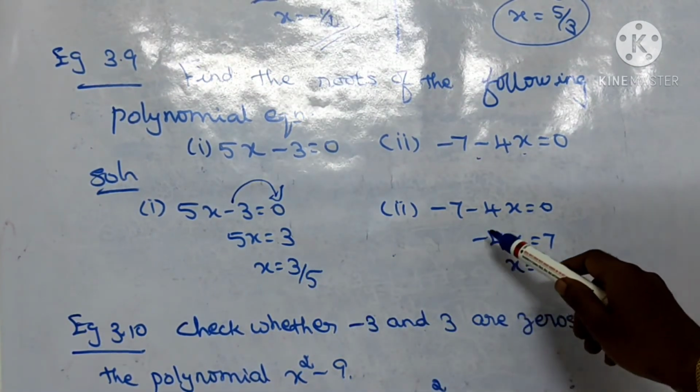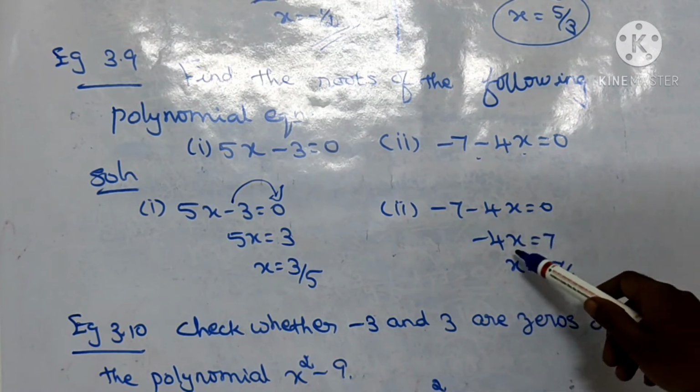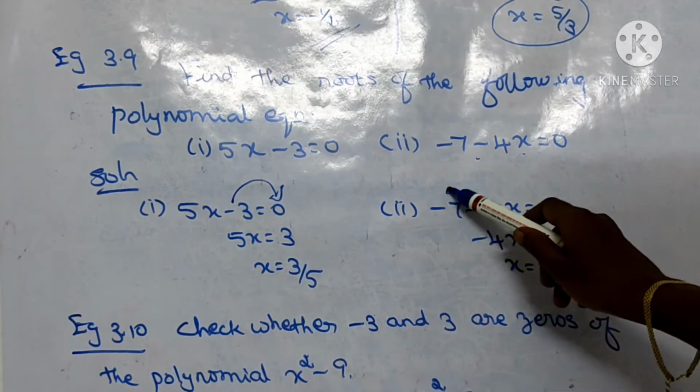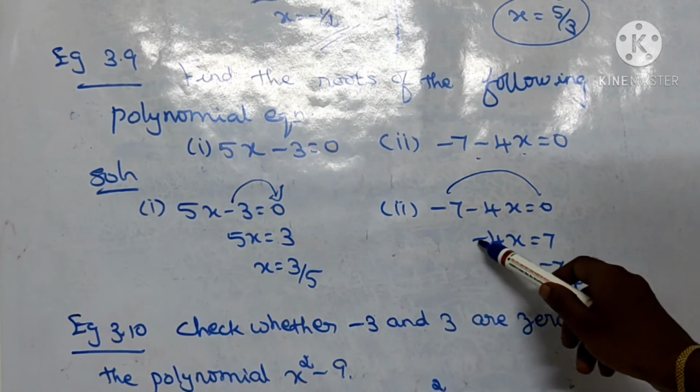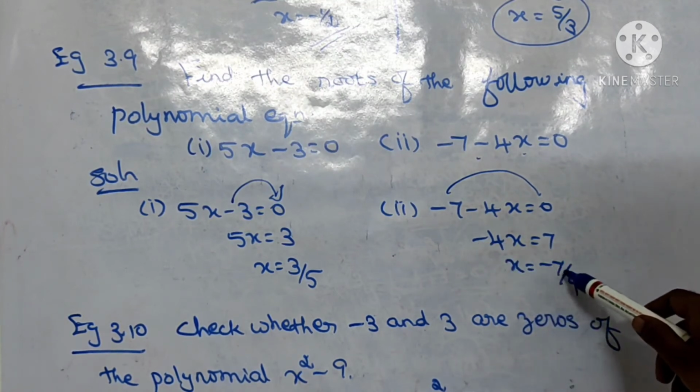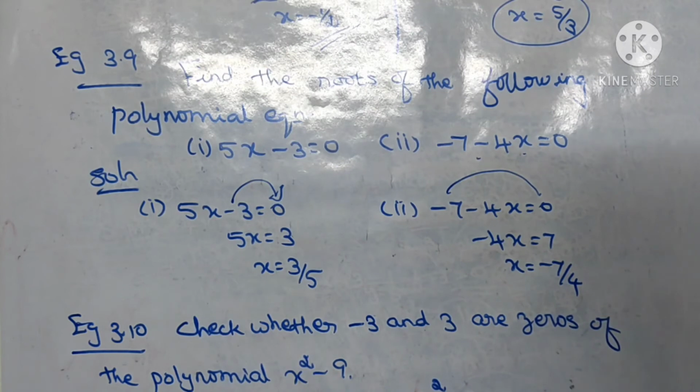And the second part, minus 7 minus 4x equal to 0. So minus 4x is, we take minus 7 to the right side, we get 7. So x equal to, here having one negative sign, so we take it. Minus 7 by 4 is the root of the polynomial.